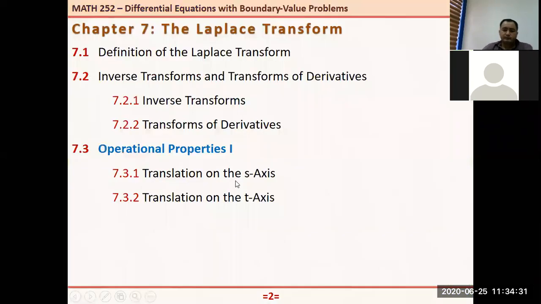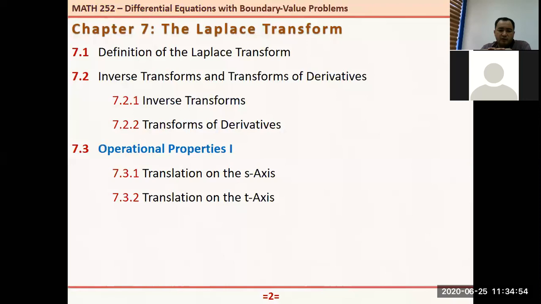So in chapter 7, definition of the Laplace transform, it was the first part. Now the second part, inverse transforms and transforms of derivatives. And also we studied how to find the inverse transforms, right? And how to use transforms of derivatives to solve differential equations, linear differential equations with constant coefficients.